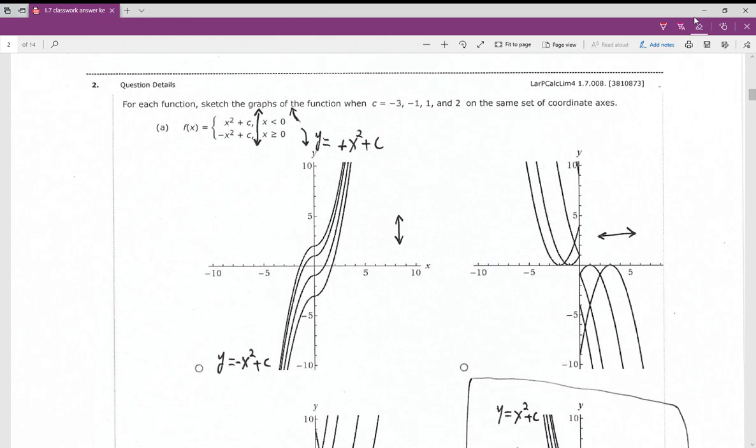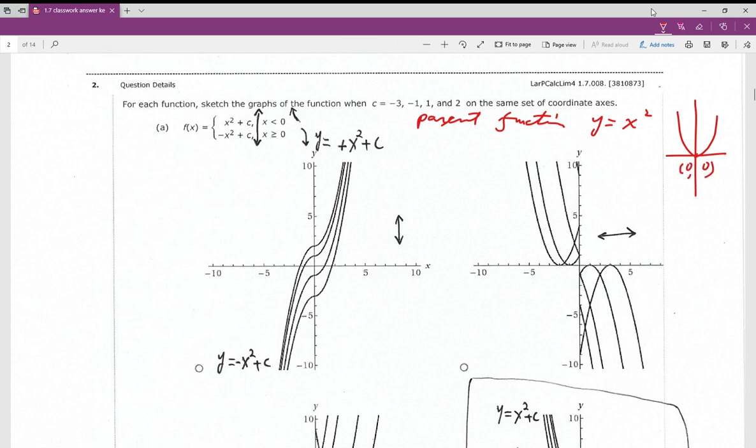So number 2, what's the parent function you want to graph first? The parent function y equals to x squared. You can graph y equals to x squared, we learned that. And the origin is the vertex. Now plus c, c is the k, right? k equal to c.